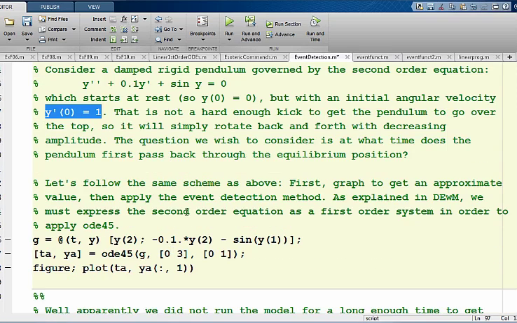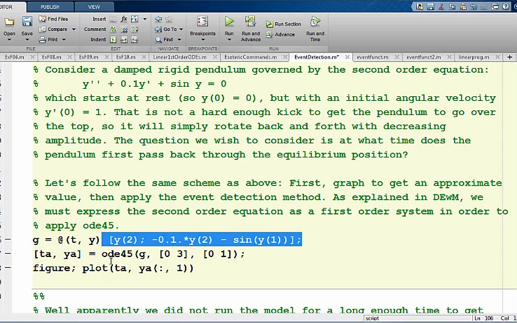Okay, I'm going to follow the same scheme as above. I'll first graph to get an approximate value, then apply the event detection method. And as explained before, we must express the second order equation as a first order system in order to apply ODE45. So now I've called my function g instead of f. y1 is just y, y2 is y prime. So the system now is y1 prime equals y2, or y prime equals y prime. And then the second equation says the second derivative is minus 0.1 y prime minus the sine of y. So there's my second order equation expressed as a system.